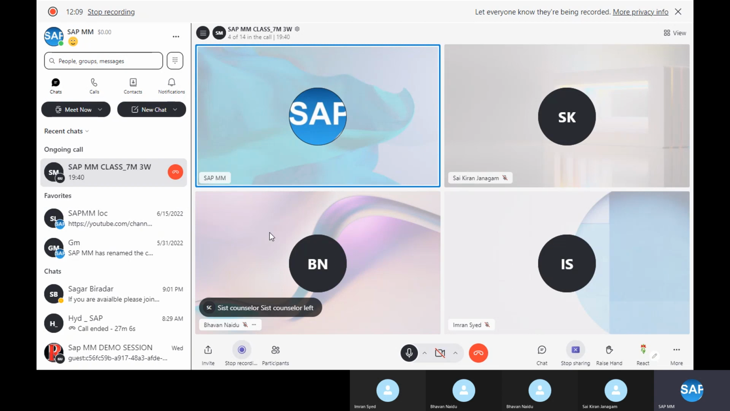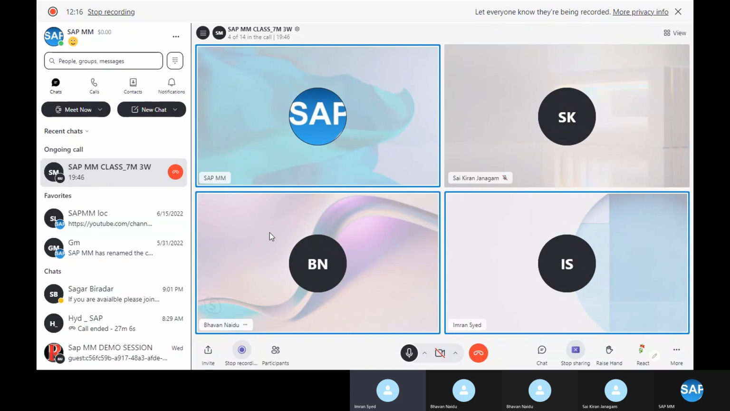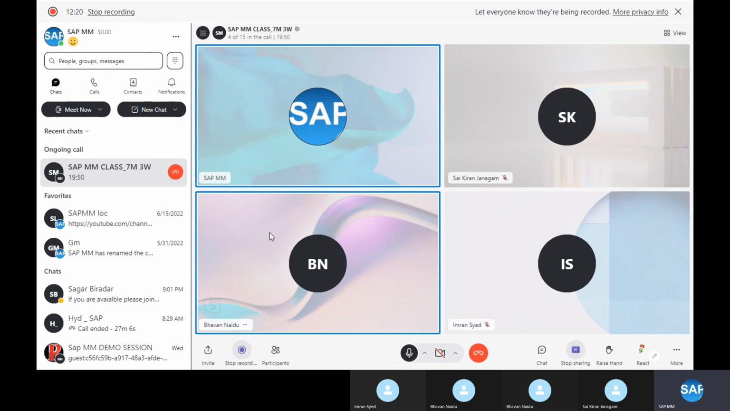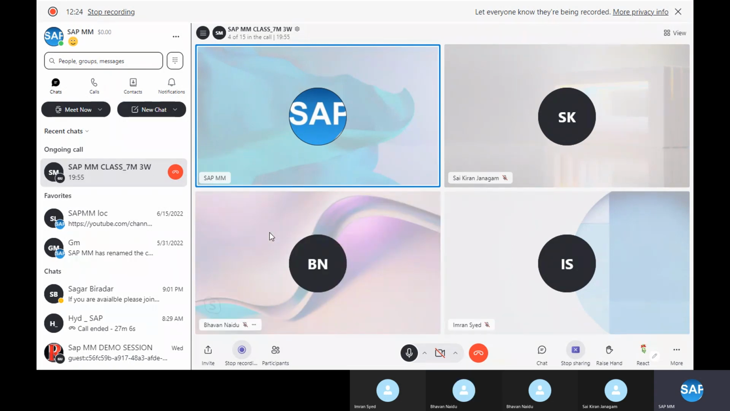Hope you understand. Any questions here? Can you repeat the last point again? Yes. The last point is the basic level modules. That means the basic level areas are MM, finance, and SD. These are the important areas.